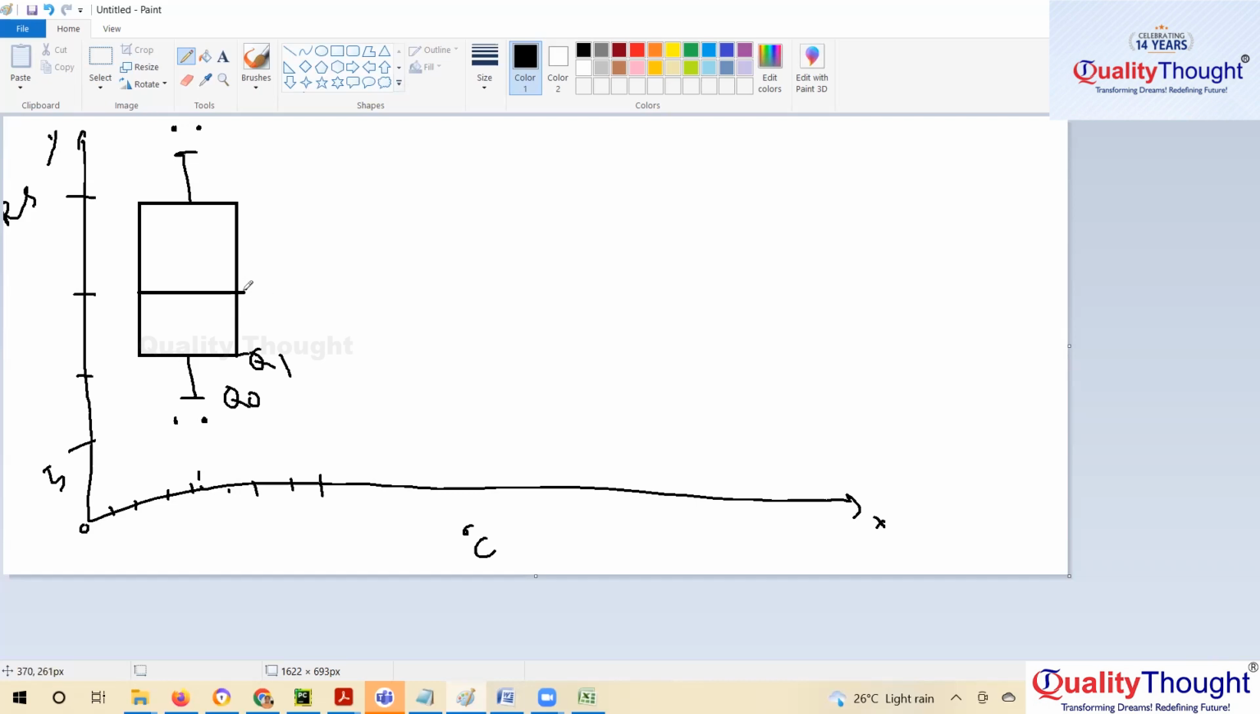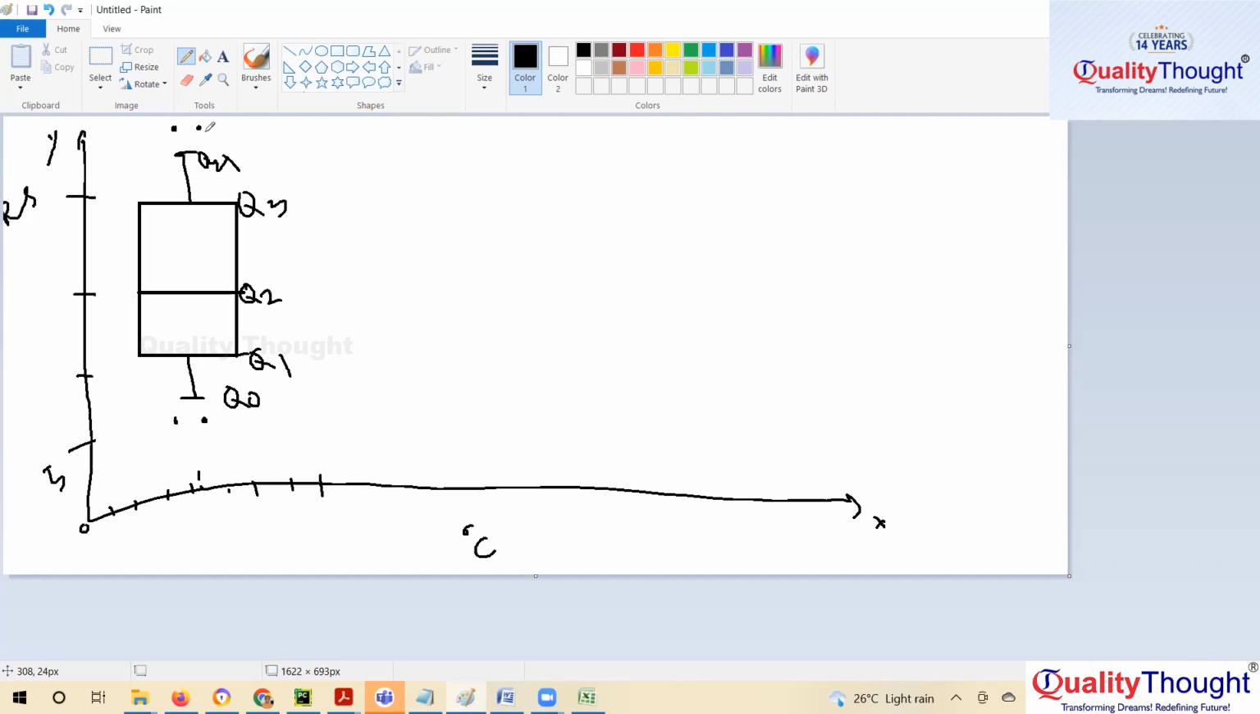Then this line is called quartile 2, or median. This is called quartile 3, and this is called quartile 4. Four means what? Maximum value. Quartile is a percentage, not percentile. Okay, Q4 is the maximum value, the biggest value in the data set. Quartile 0 is the smallest value in the data set.